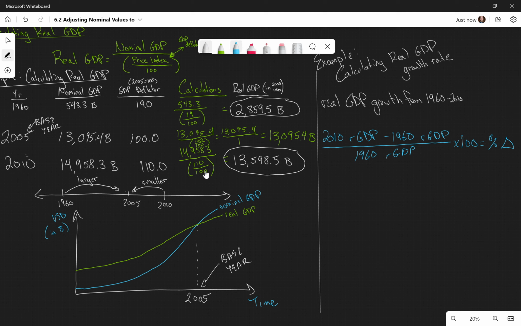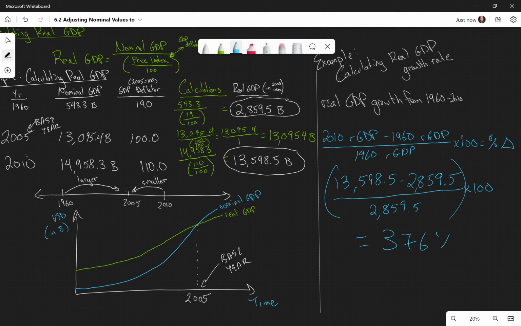And so in order to calculate the growth rate from 2010 to 1960, we're just going to take the real GDP from 2010, so 13,598.5. We're going to subtract the real GDP from 1960, which is 2,859.5. We're going to divide the whole thing by 2,859.5. We're going to multiply the whole thing by 100 once we're done, and we end up with a percent change of 376%.